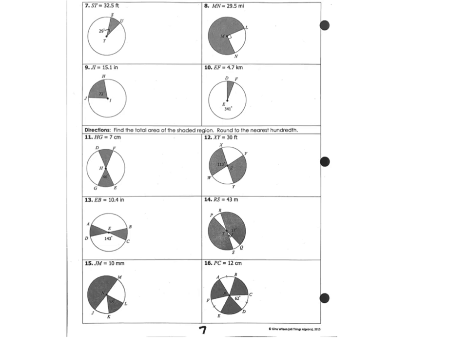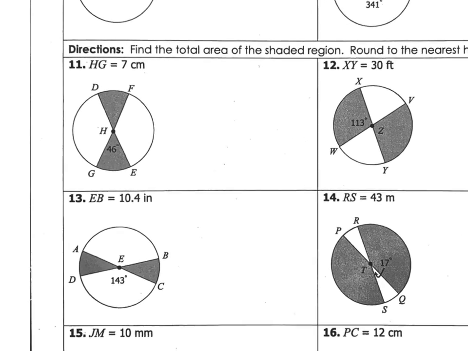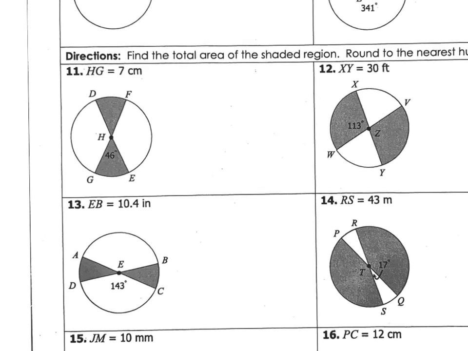And we're going to jump right down to number 11. Find the total area of the shaded region. So that tells us that HG is 7. All right, so right there, 7. Good, that's the radius. Perfect, that's exactly what we need here.